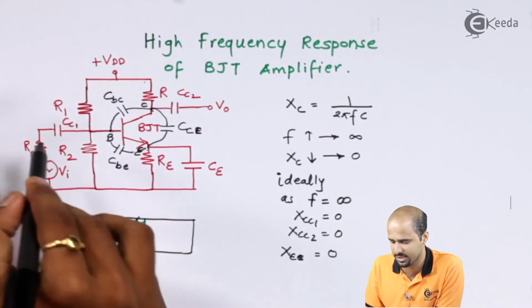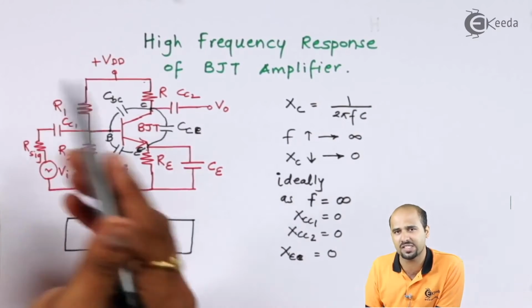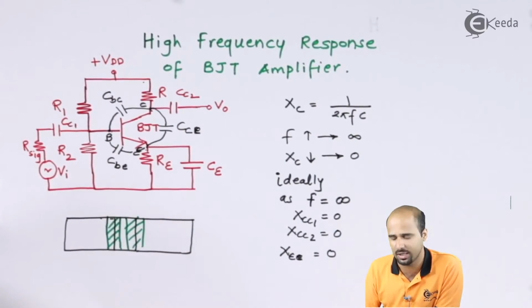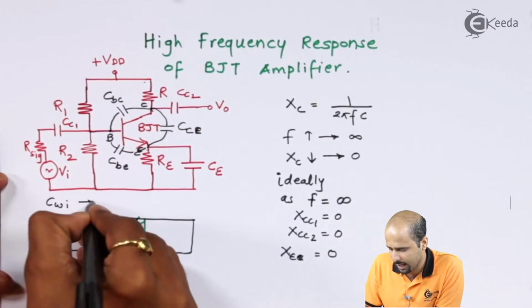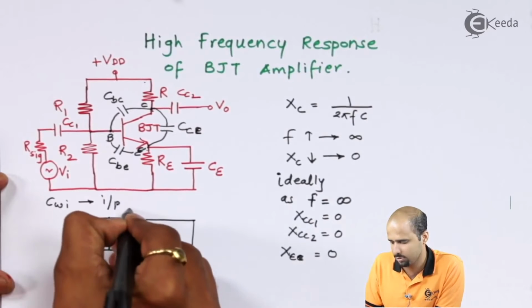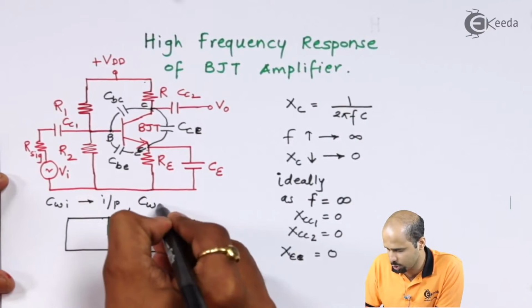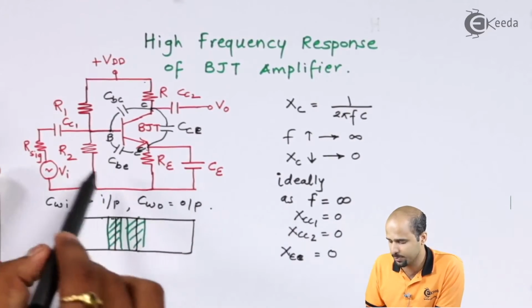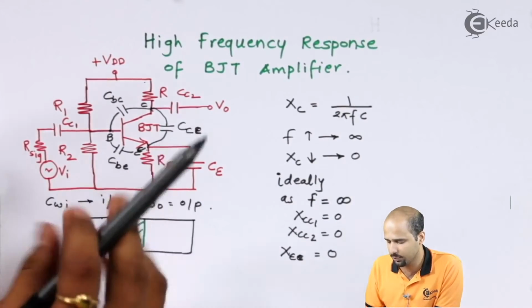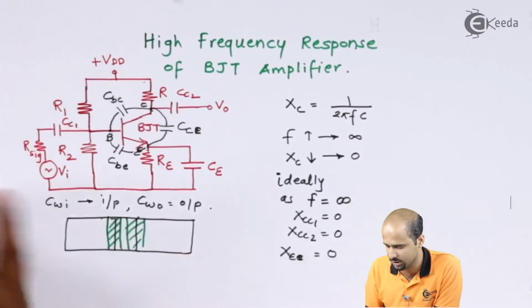These wiring capacitances are at the input side as well as at the output side. So we term this as CWI at input side and CWO at output side. I'll purposely not draw these particular capacitances over here. It will get more and more messy in this particular circuit.